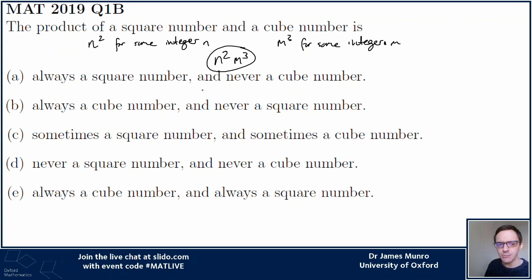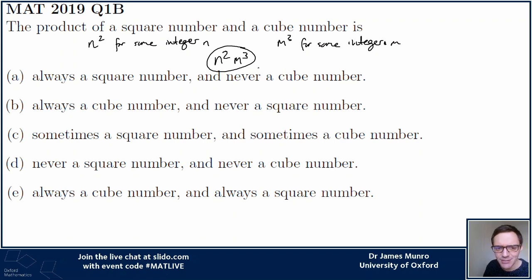The question sort of asks us whether this is always a square number, never a square number, sometimes a square number, and also whether it's always a cube number, never a cube number, sometimes a cube number. These five options are different combinations of those possibilities. So we need to think about whether this is a square number or a cube number or not.